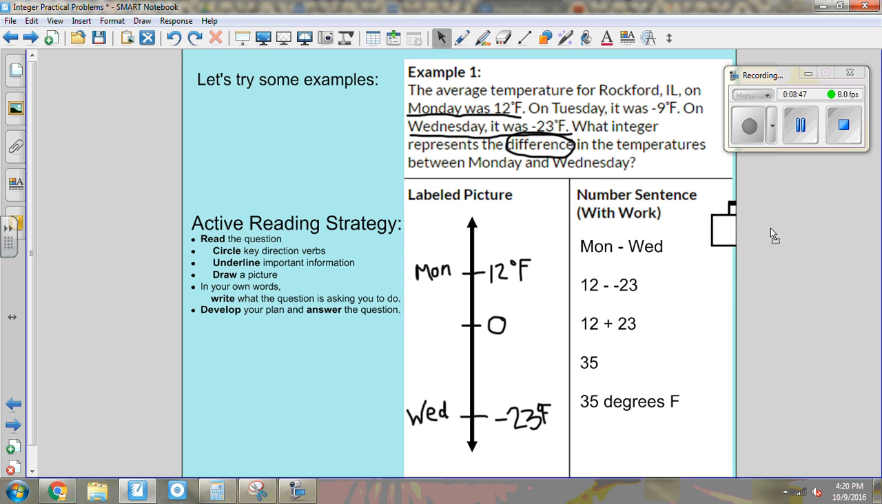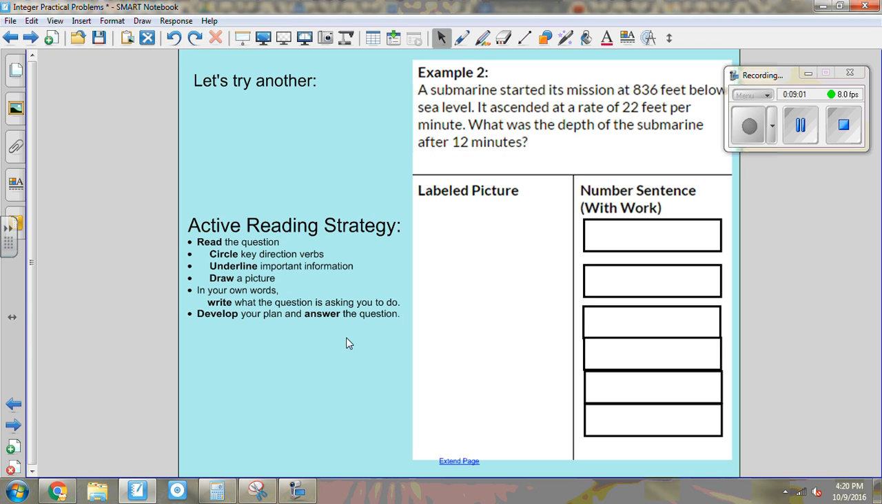And then I remember that it's a word problem, so I need to have a label. So my final answer is 35 degrees Fahrenheit. 35 degrees Fahrenheit represents the difference in the temperatures between Monday and Wednesday. Let's go on to example number 2.